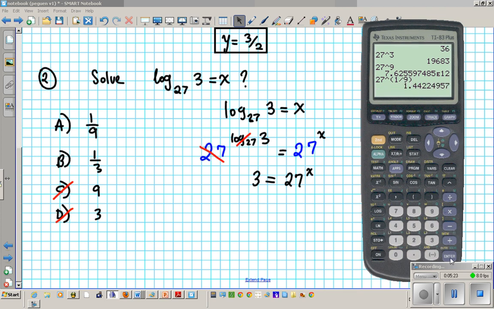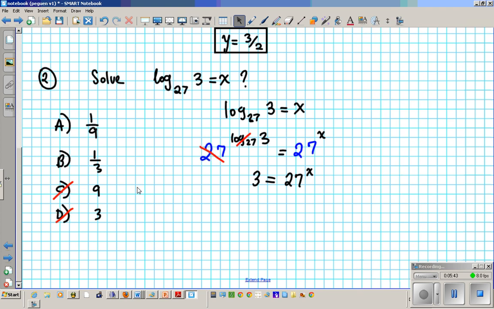27 to the 1 over 9 is 1.4. I'm looking for 3. Let's try 27 to the 1/3. 27 to the 1/3 is 3. So that's what we're looking for, okay? So just by plugging in and checking, we can see that our answer is 3, okay?